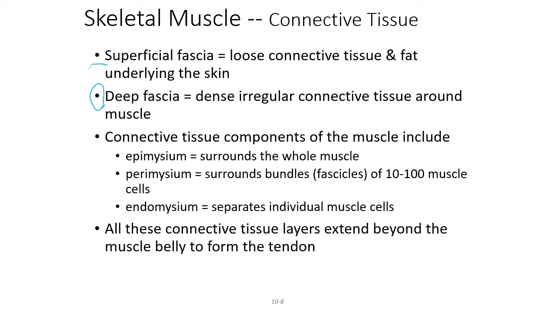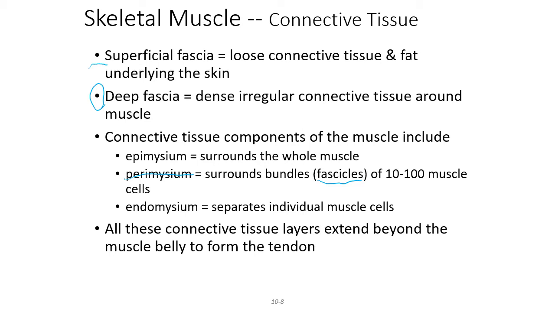It's dense, irregular connective tissue, so it can be pulled in multiple directions within the tissue itself. From there, we then kind of package up the cell into smaller and smaller components. And so that deep fascia blends into connective tissue that is essentially working to package up the whole muscle. We have epimysium. And then within that whole muscle, we're going to take a series of individual muscle cells and bundle them together. And so these bundles are what we're going to call fascicles. And so fascicles are going to be surrounded by perimysium.